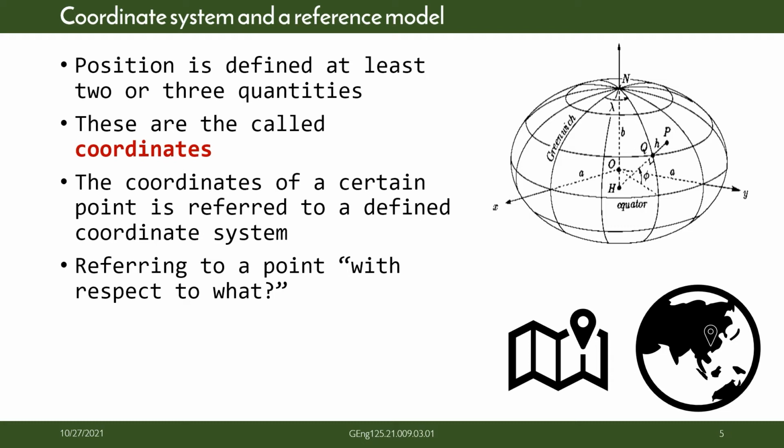So coordinates equal x and y, and then you have the position of your point. If in space or 3D, then x, y, and z. Again, the coordinates of a certain point are referred to a defined coordinate system. If we don't have a system, then these coordinates will be useless. Somehow they are referred to an origin or reference.